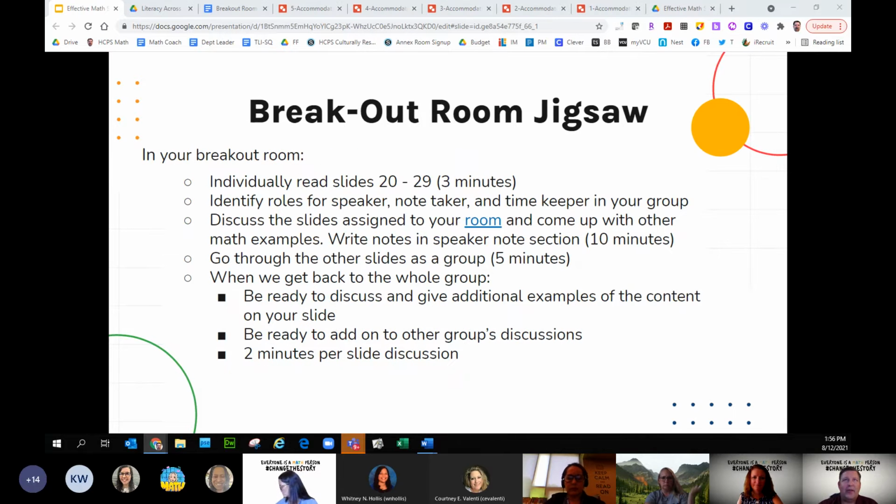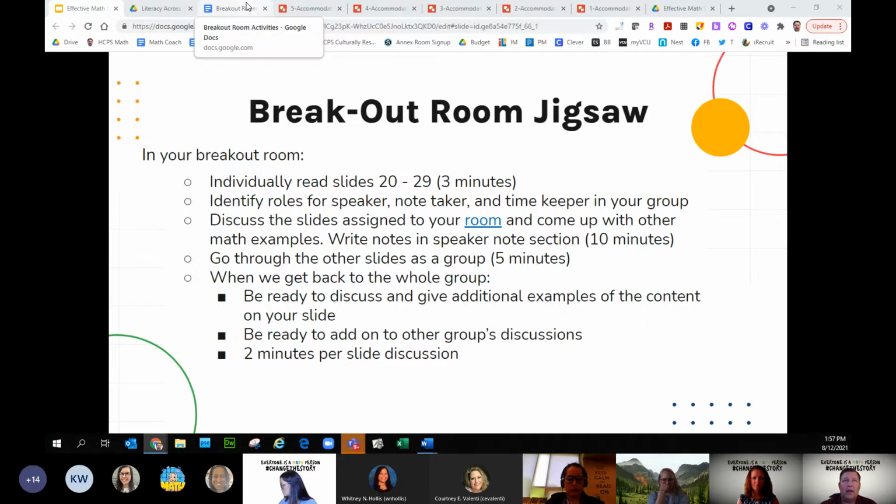So we are going to have another opportunity. This is going to be a little bit of a longer breakout for everybody. In this one, we're going to look at the slides that Michelle dropped in. We're going to be looking at slides 20 through 29. You'll have about 3 minutes to look at it individually. And then in your groups, you need to have a role for a speaker, a person who's going to be taking notes, and the notes will go in the notes section of this presentation. And then also a timekeeper in your group, because we are going to try to limit it to 10 minutes.